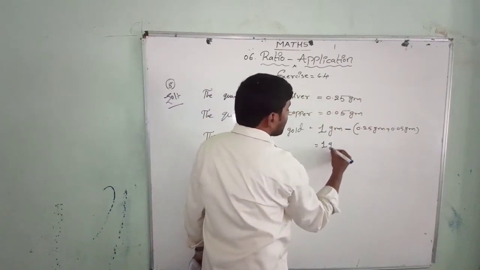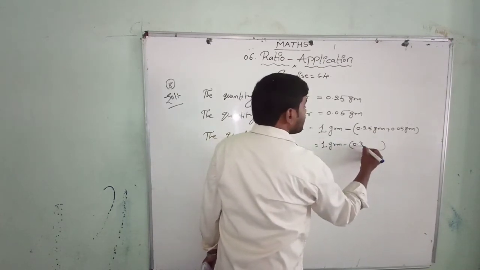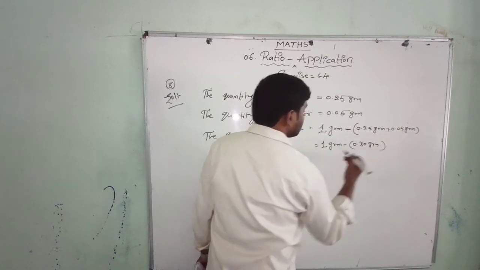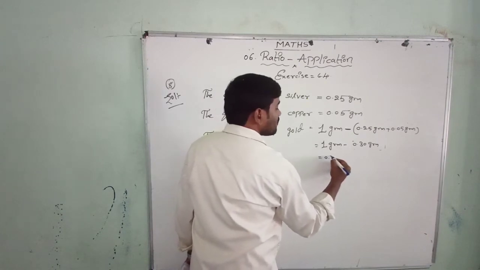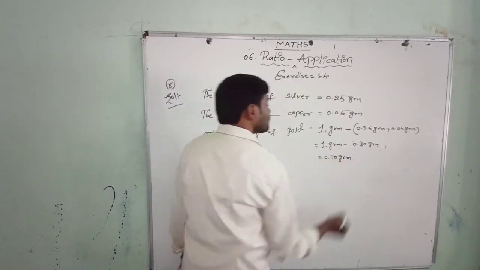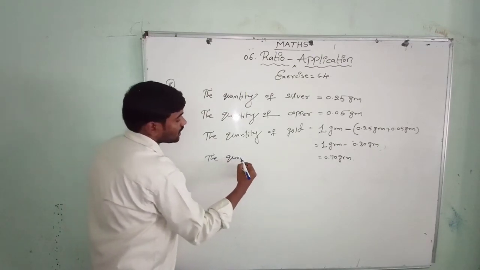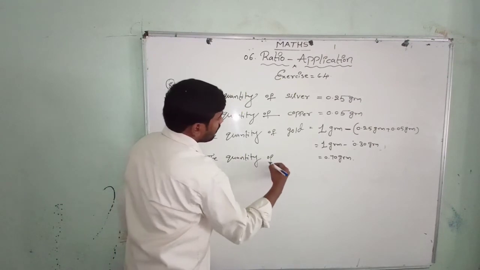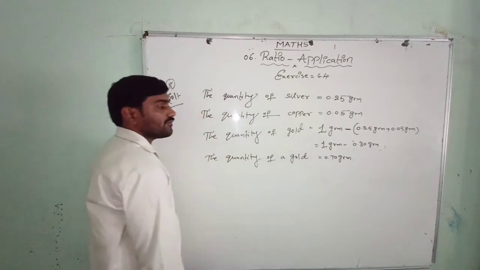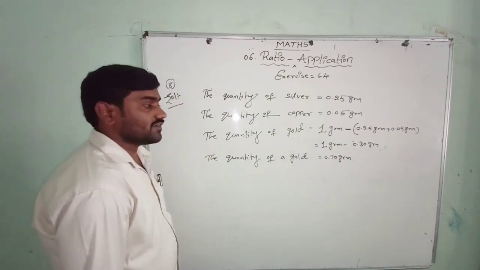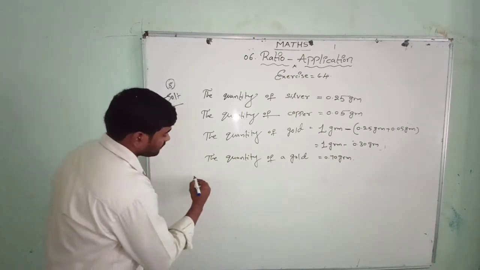When you subtract the silver and copper from the 1 gram, it will be 0.30 gram. If you subtract 0.30 from the 1 gram gold, you will get 0.70 grams. This is the quantity of gold in 1 gram, that is 0.70 grams.